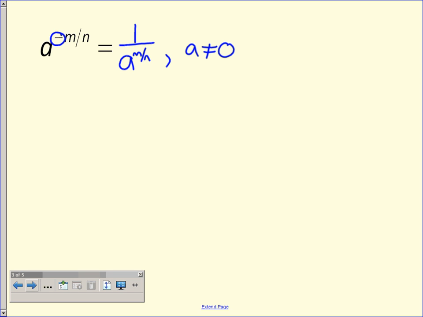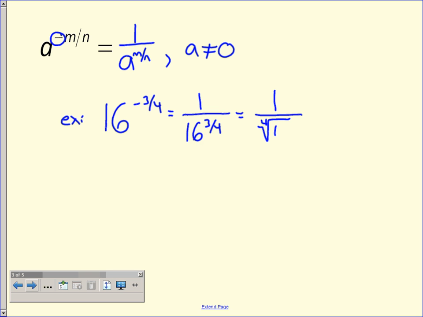So one example of this, what if I tried to do 16 to the negative 3/4 power? That would be the same as 1 over 16 to the 3/4 power, which is the same as 1 over, again, the 4th root of 16, and I will cube that answer. The 4th root of 16 is 2. So this is 1 over 2 cubed, and then I have 1/8. So just an extension of what we had already. We just have to remember that we can do a reciprocal there.